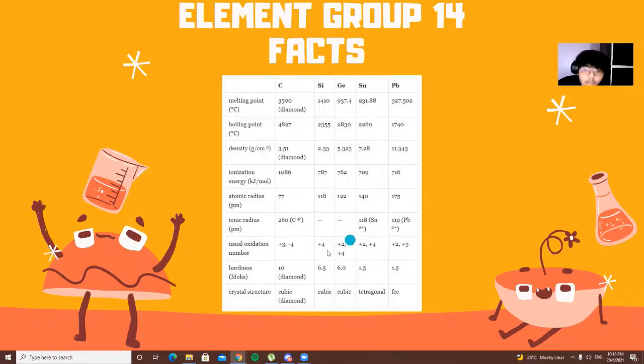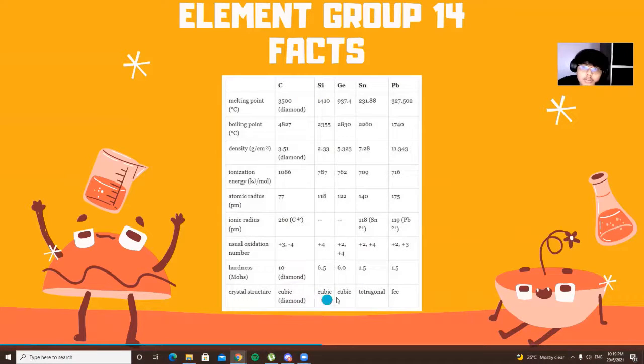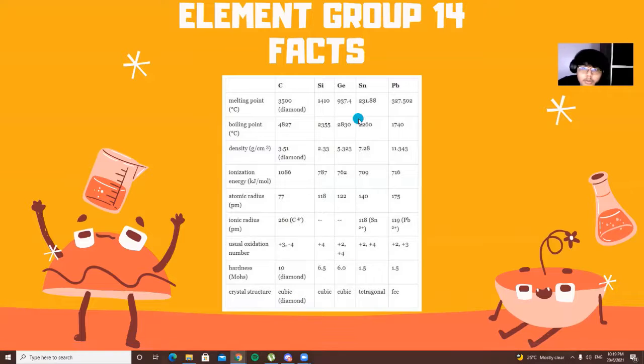And for the hardness, carbon is the hardest, very hard compared to the other elements in group 14. Mohs is a unit that measures the hardness of a structure. For the crystal structure, carbon is cubic, as diamond. Silicon and germanium are also cubic. Then stannum, which is tin, is tetragonal, and plumbum is face-centered cubic.